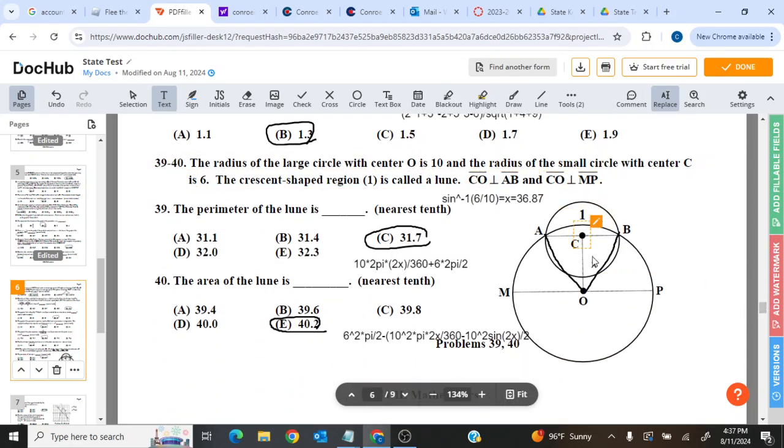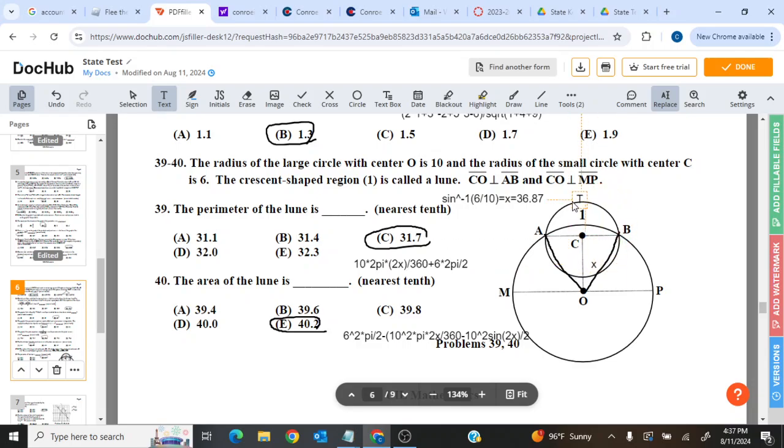The radius of a large circle is 10. The radius of a smaller circle is 6. The crescent-shaped region is a lune. And they give some facts that this is perpendicular and all that stuff, a perpendicular bisector. The perimeter of the lune is what? Well, the perimeter is going to have this aspect right here and this aspect right here. This part of the perimeter is going to be half of the circumference of the circle with diameter AB.